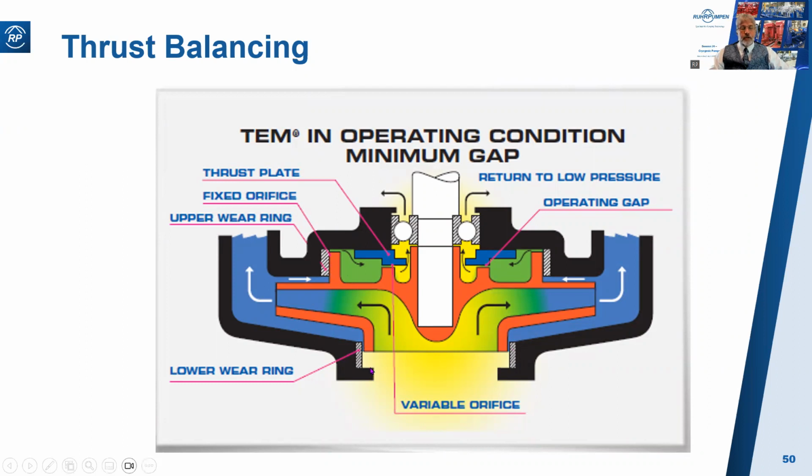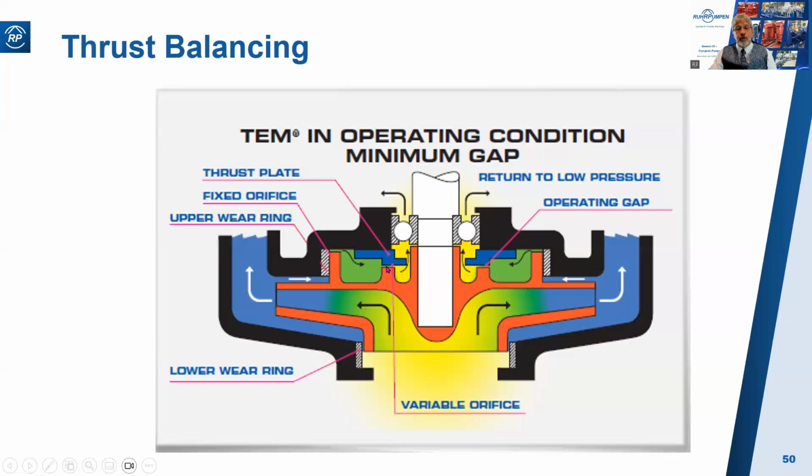So as a result, what you've got, the blue here is discharge pressure, the yellow is suction pressure, and the green is somewhere in between. So you've got discharge pressure acting on this face and this face, but less than discharge pressure operating in this area. So your net force is going to be upwards, and the whole rotor will tend to move upwards, which closes this gap here between the thrust plate and the impeller.